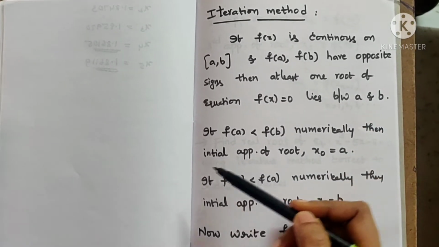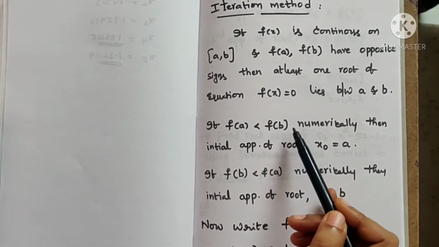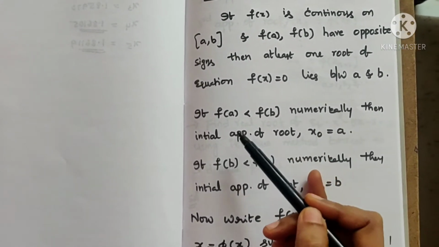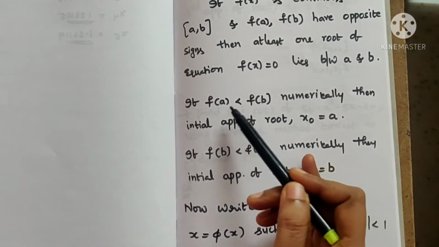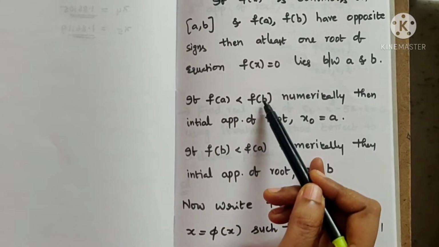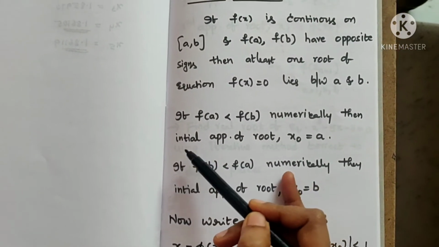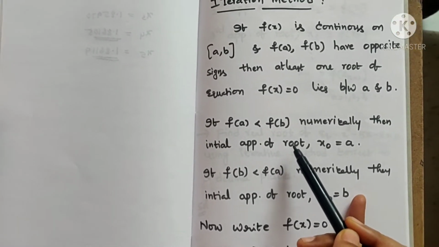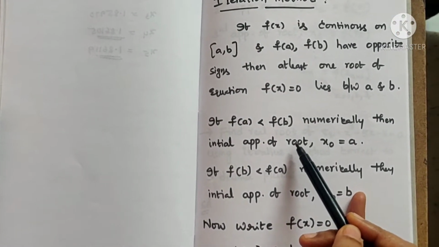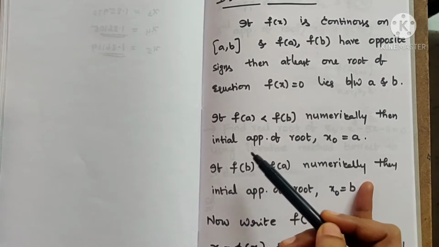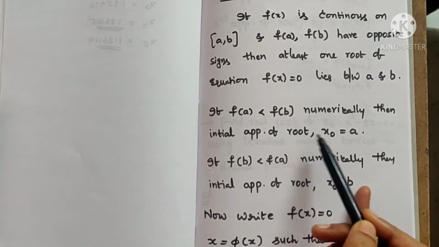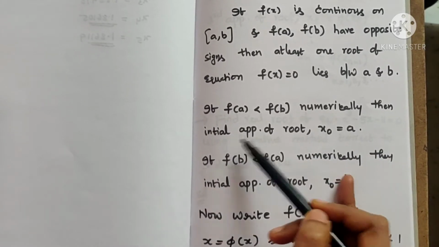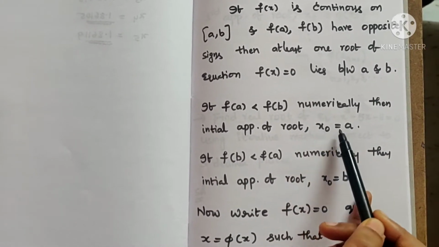So f of a and f of b have opposite signs. Once check if f of a is less than f of b numerically, so without considering the signs, check the f of a, f of b values. If so, then take the initial approximation. Generally the first approximation we denote x1, second approximation x2, like that. The initial approximation we denote as x0 for our convenience. So take the initial approximation of the root x0 as a.